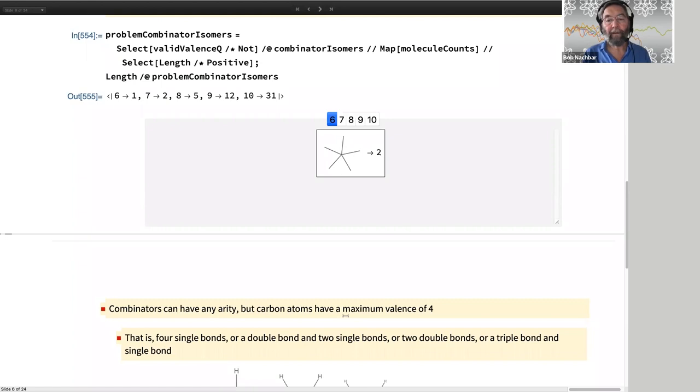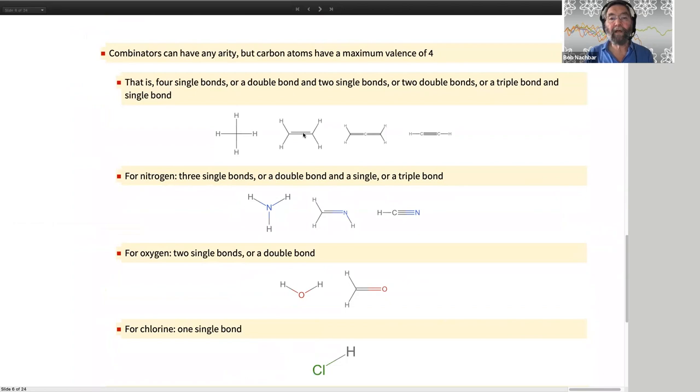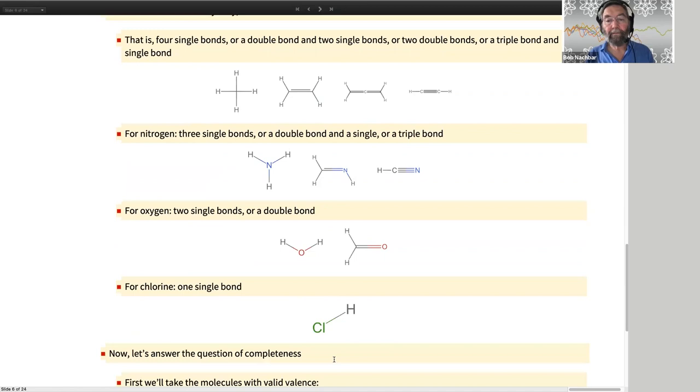And to give a little background there, for carbon atoms, we can have a single carbon atom with four single bonds, or two single bonds and a double bond, two double bonds, or a single bond and a triple bond. That's what's allowed for carbon. For nitrogen, it's three single bonds, a double bond and a single bond, or a triple bond only to the nitrogen. For oxygen, we have even fewer choices, two single bonds or one double bond. And for atoms like chlorine, fluorine, bromine, and hydrogen, there's only one choice, just a lone single bond.